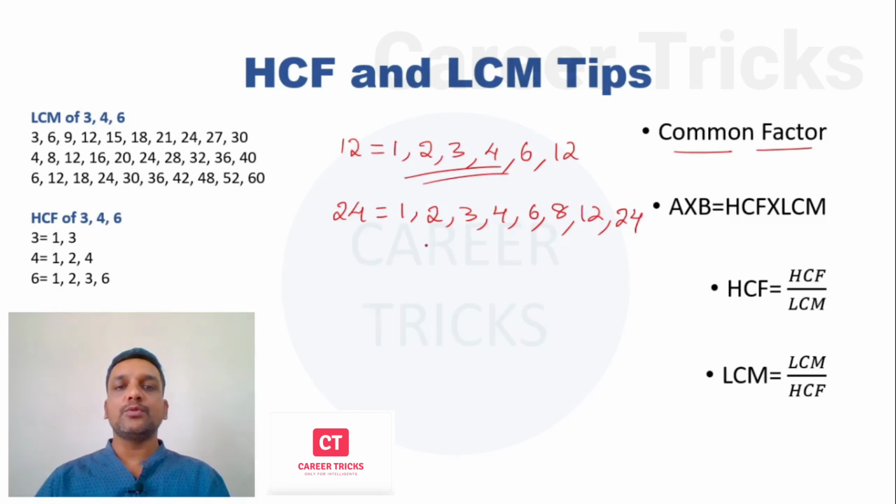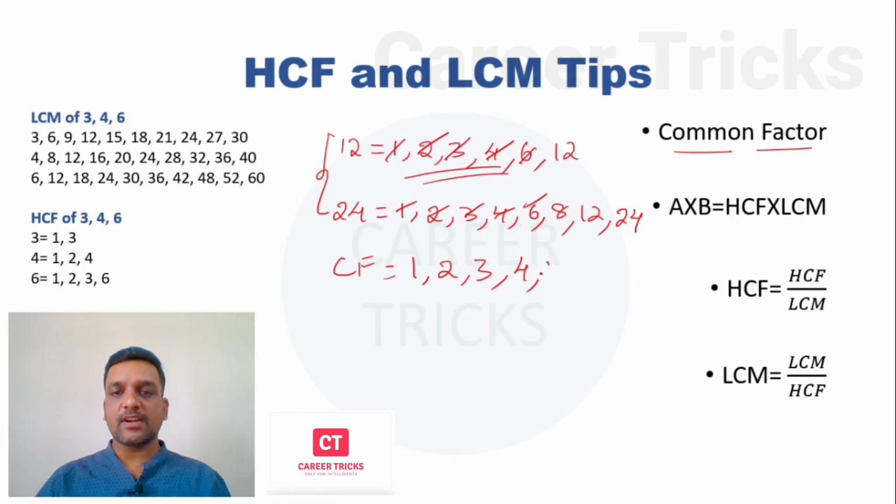Now, in these two, what are the common factors? 1 is there, 1 is there. Common factor, 1. Then 2, 2. Common factor, 2. Then 3, 3. Common factor, 3. 4, 4. Common factor, 4. 6, 6. Common factor, 6. Then 8 is not here, so this is not a common factor. Then 12, 12. 12 is the common factor of these two numbers. This is how we calculate the common factors, and this is one example I showed you. This is about common factor.